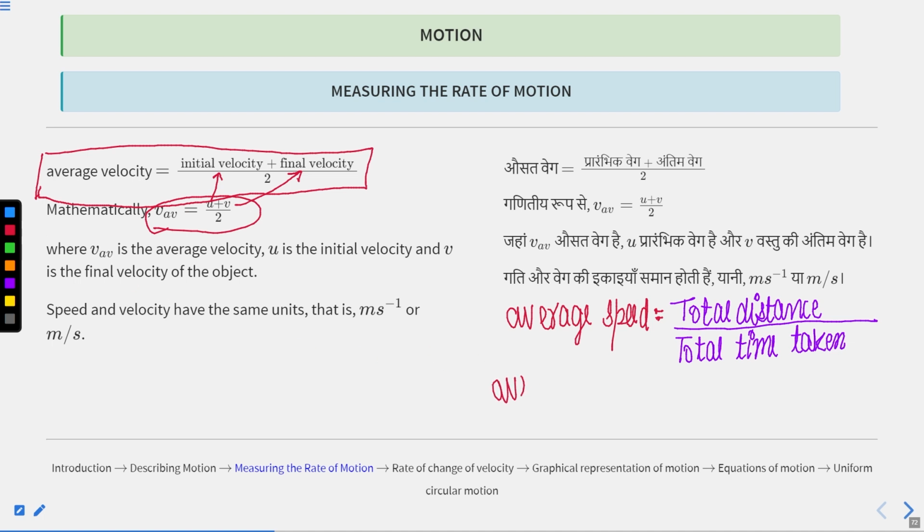Average velocity depends on initial and final velocity, and it is the arithmetic mean. So its formula is U plus V, and there are two terms, so divided by 2. When the object is starting, the initial velocity is symbolized as U, and the final velocity is symbolized by V, and average velocity is (U plus V) divided by 2.